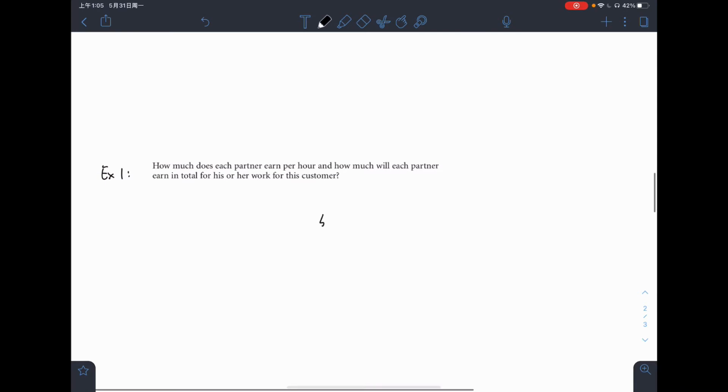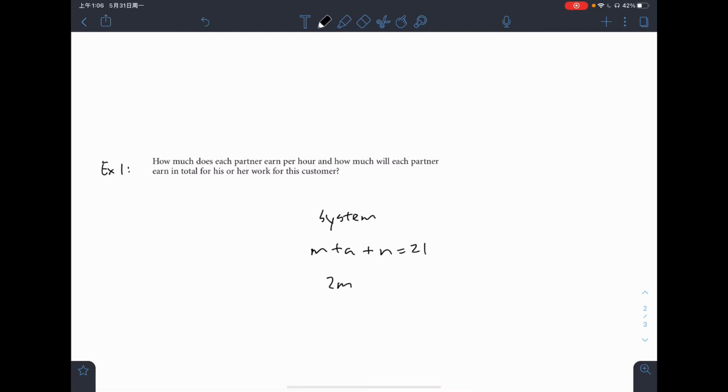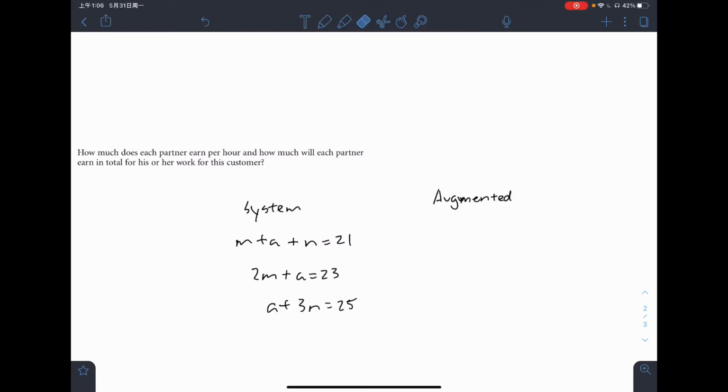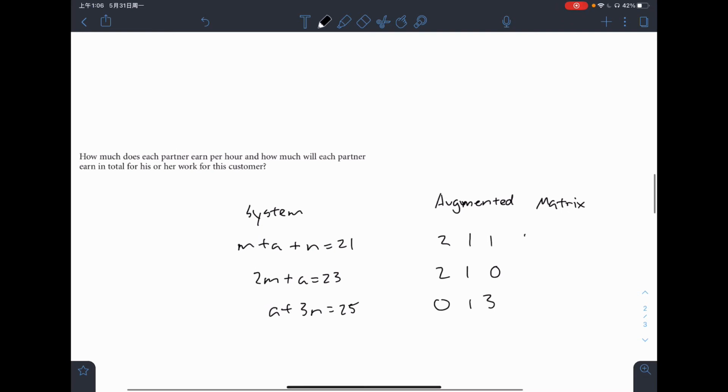The system of equations would be M plus A plus N is equal to 21, 2M plus A is equal to 23, and A plus 3N is equal to 25. And then the augmented matrix would be 1, 1, 1, 2, 1, 0, and 0, 1, 3, with constants 21, 23, and 25.